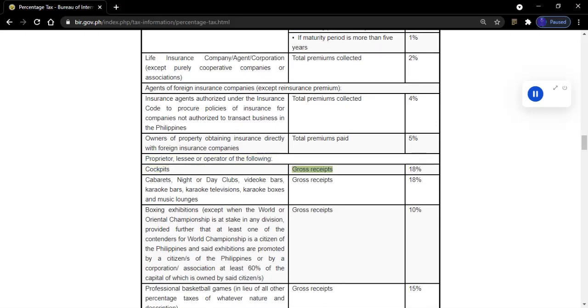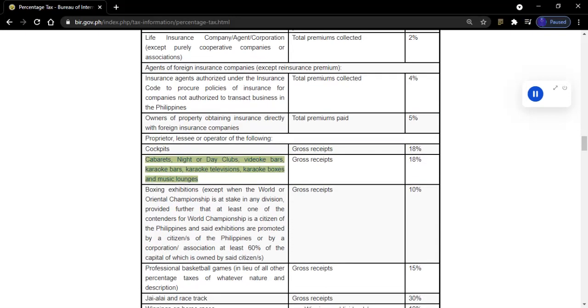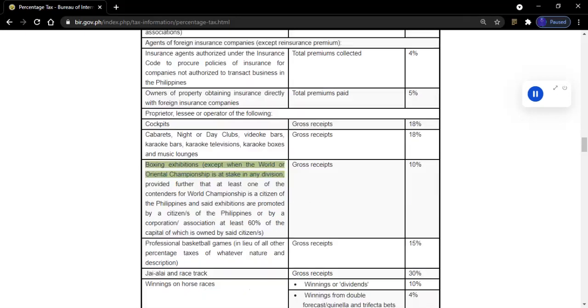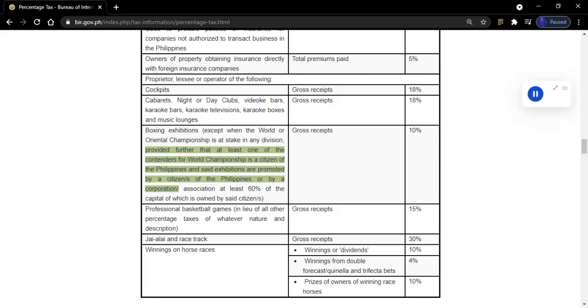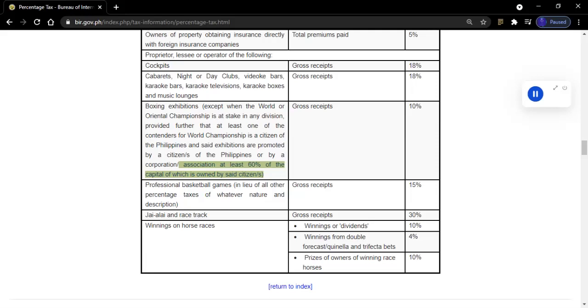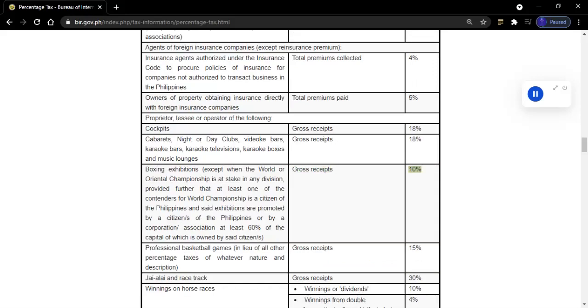Cockpits: gross receipts, 18%. Cabarets, night or day clubs, video bars, karaoke televisions, karaoke boxes and music lounges: gross receipts, 18%. Boxing exhibitions, except when the World or Oriental Championship is at stake in any division, provided further that at least one of the contenders for World Championship is a citizen of the Philippines and said exhibitions are promoted by a citizen of the Philippines or by a corporation or association at least 60% of the capital of which is owned by said citizen: gross receipts, 10%.